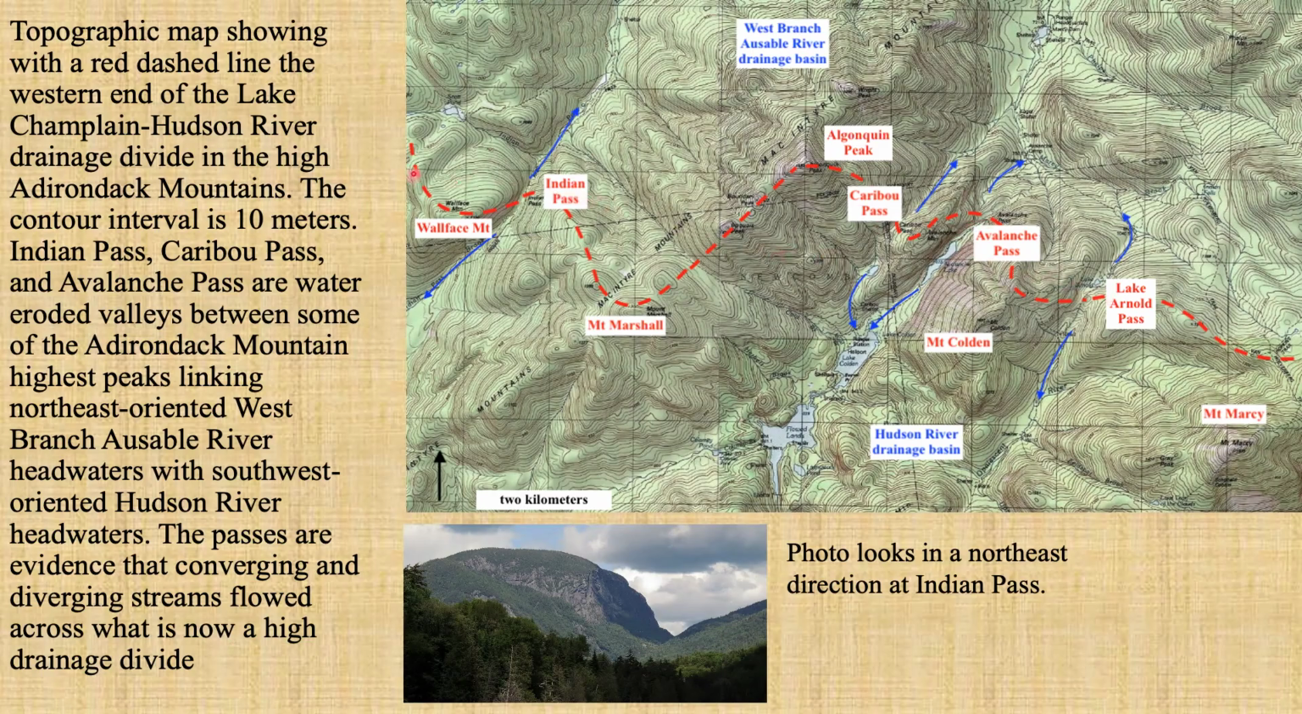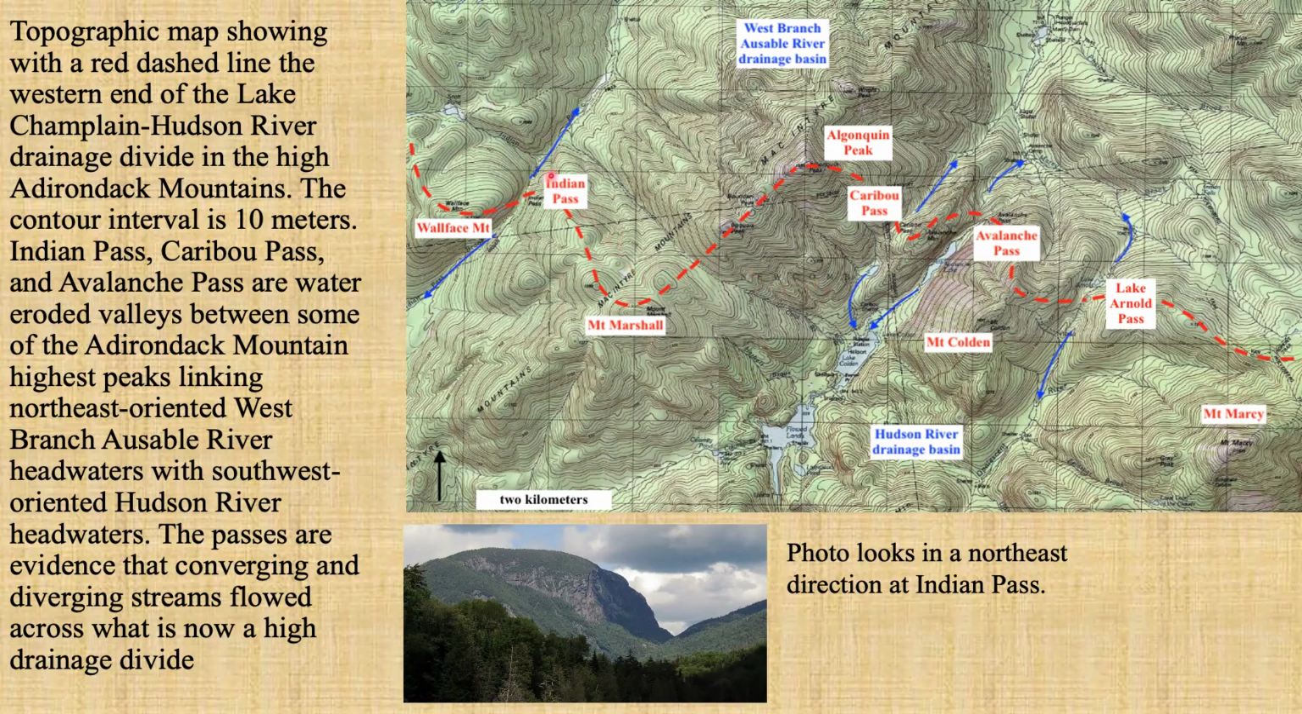And the dashed red line again shows the drainage divide. It's crossing some of the highest points in the Adirondack Mountains. It doesn't cross Mount Marcy, which is the highest point in the Adirondack Mountains, but it comes very close to crossing it. And some of these other mountains, Mount Marshall and Algonquin Peak and Mount Colden, all rank among the higher Adirondack mountain peaks.